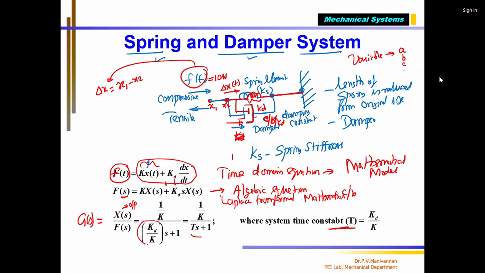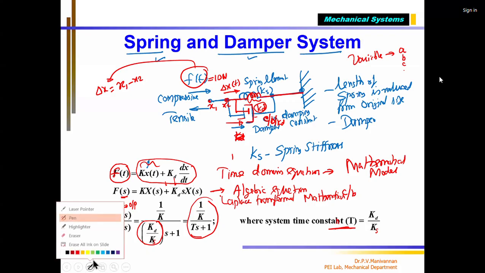This term, kd by k, is called, you know what is kd? It's the damping constant of the damper. k is nothing but the spring stiffness. We can put subscripts also to understand clearly. So the damping constant divided by the spring stiffness of the spring damper system represents what you call the time constant of the system. So now this is my transfer function of the spring and damping element.